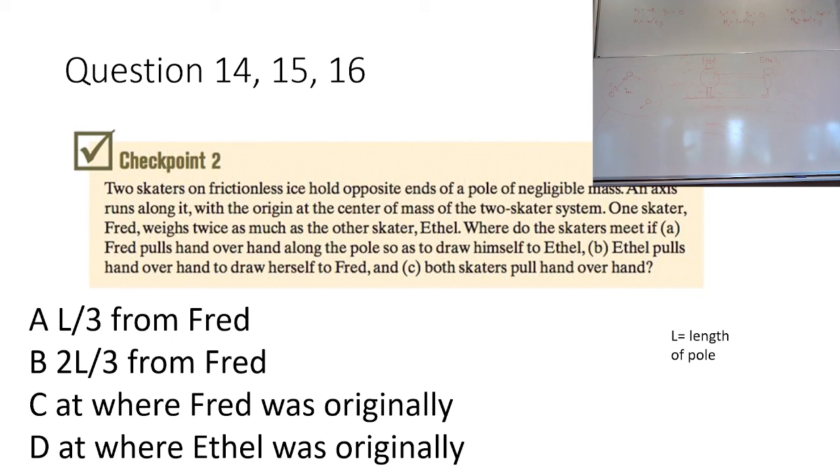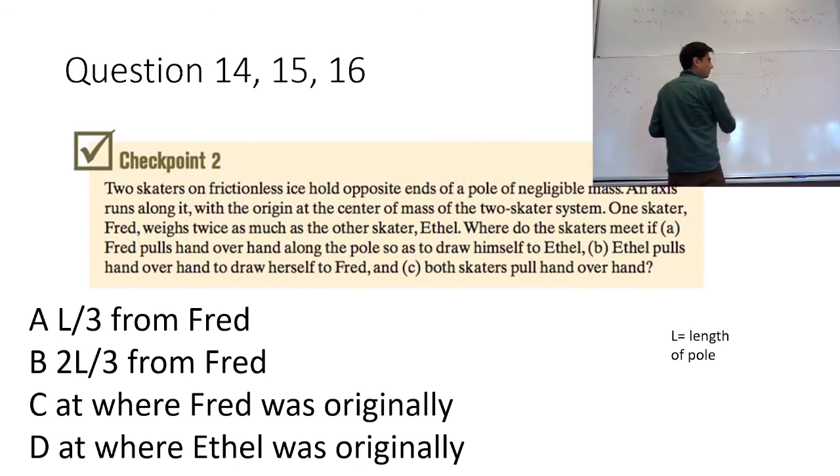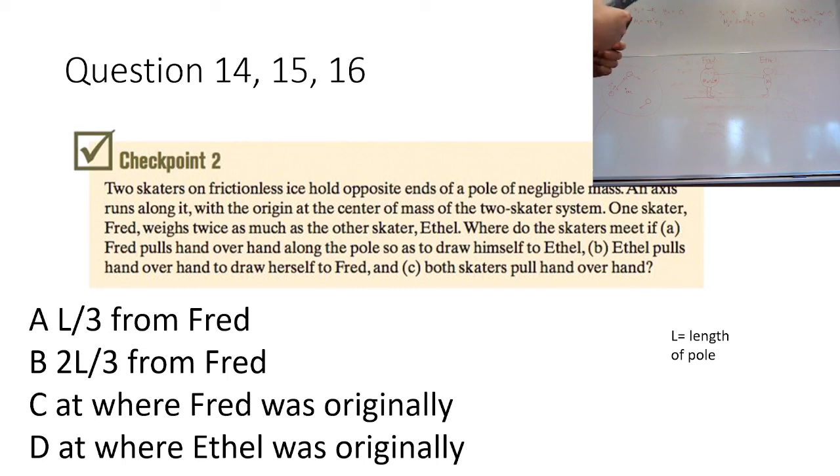and the axis runs along the origin and center of mass of the two-skater system. His mass is twice that of Ethel. Where do the skaters meet if Fred pulls hand over hand along the pole so as to draw himself to Ethel?